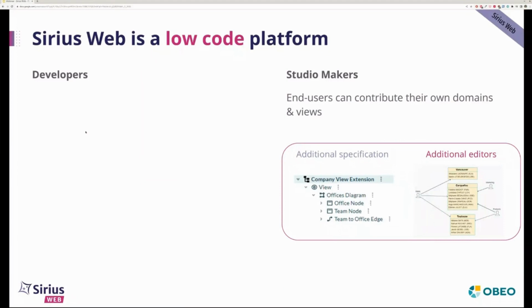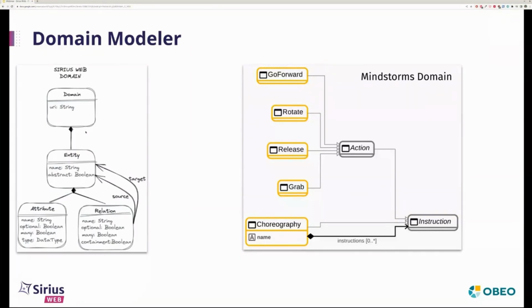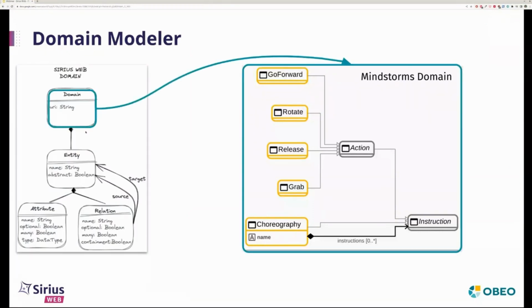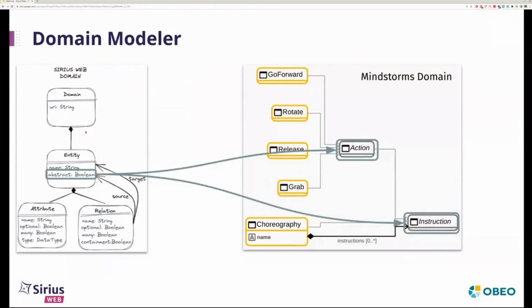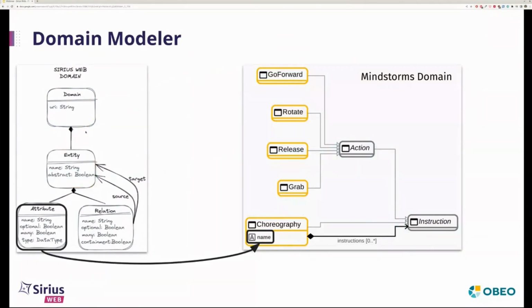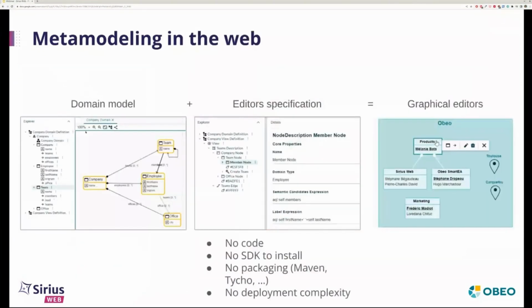Sirius Web provides several features to support studio makers, including a domain modeler, which can be used to create a new domain containing entities which can be abstract. Each entity provides attributes and relations which permit to connect entities together. So from Sirius Web, you define your domain and your editors, and you get tailor-made graphical editors.